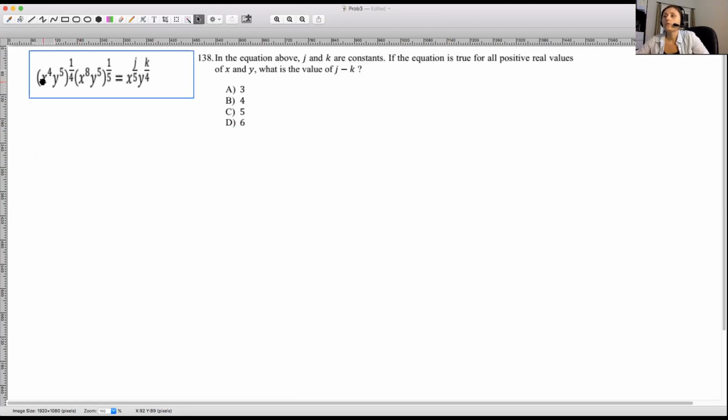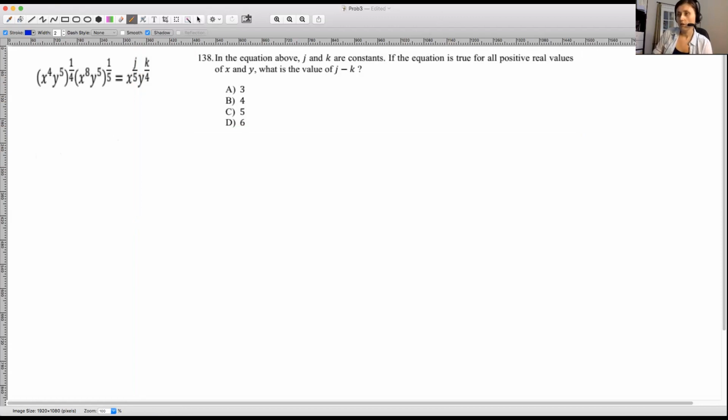Okay, so first we're gonna have to open a parenthesis. So this is our exponents. It's an exponential problem, so you need to know how to operate with exponents. So how do we open a parenthesis? Let me switch to my pencil. Okay. So we have x to the power of 4 times y to the power of 5, and then the parentheses are both raised to the power of 1 over 4. So what kind of rule do we apply here?